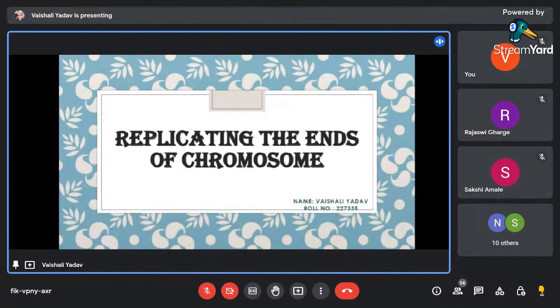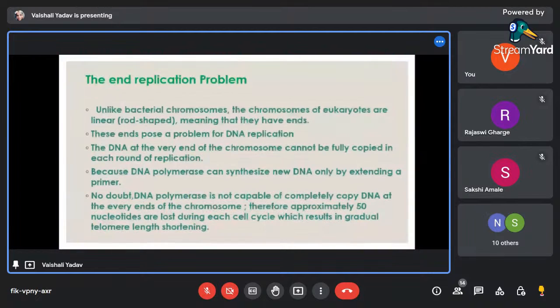Good evening, sir. My name is Vaishali Yadav, and my roll number is 35. My topic is replicating the end of the chromosome. The end replication problem. Unlike bacterial chromosomes, the chromosomes of eukaryotes are linear, rod-shaped, meaning that they have ends. These ends pose a problem for DNA replication.